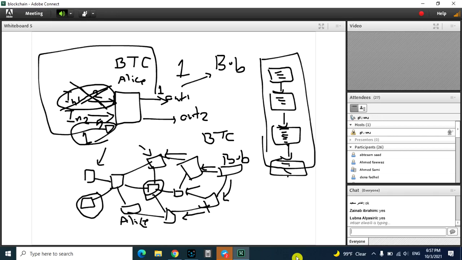How the network checks that the sender does not double spend the money. The next topic is about double spending. Okay, let me share some.